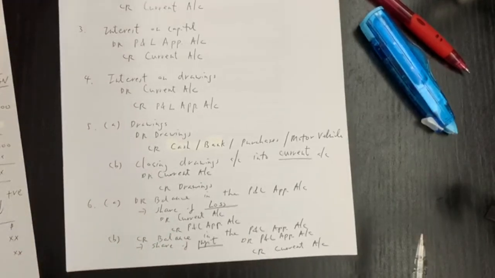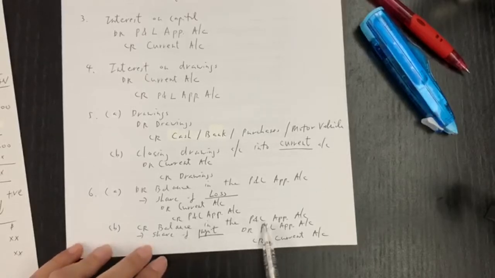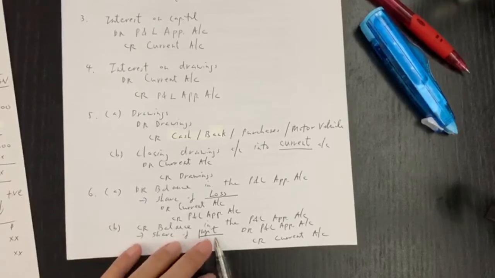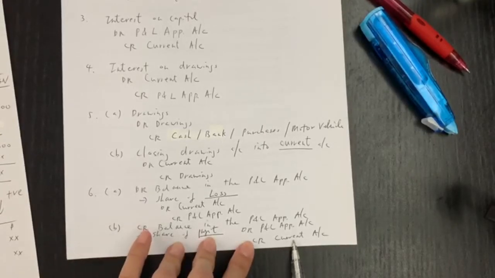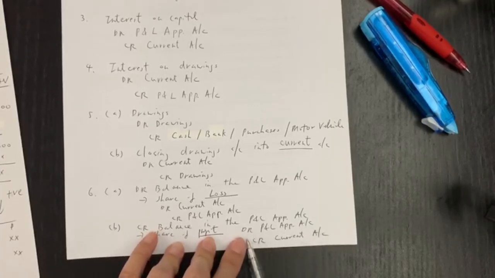All right, so finally, the opposites. We may have a credit balance in the profit and loss appropriation account. Credit balance means the credit side is bigger, and the credit side is a good thing. Therefore we have share of profits. As for share of profits, the partners are happy about that, so they will credit their current accounts and now close the profit and loss account by debiting the profit and loss appropriation account.